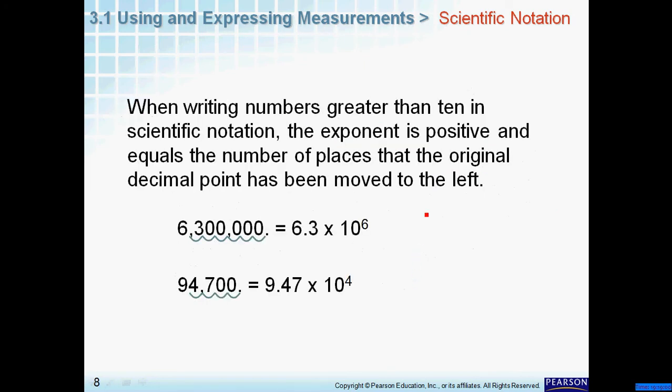All right, so say we want to write some numbers in scientific notation. Let's take a look at these two examples here. My decimal is going to go between the 6 and the 3 right there.